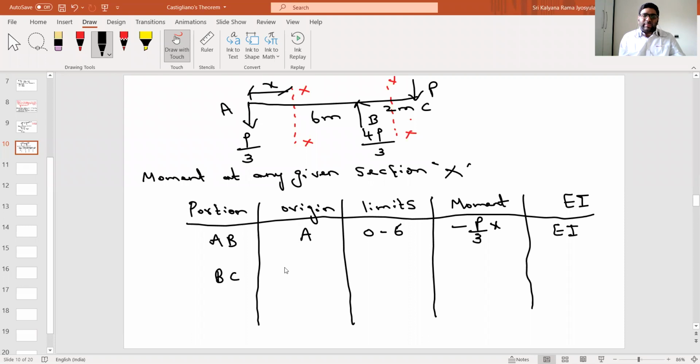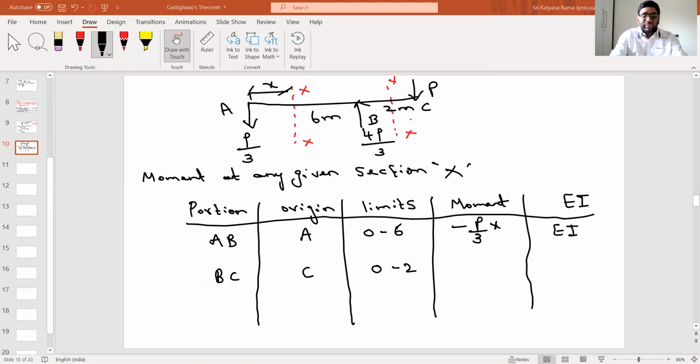So when we take portion BC, let us take the origin as C. It can be B also, no problem. But if I take origin as C, it is very simple for me to solve the problem because I can take it from 0 to 2.